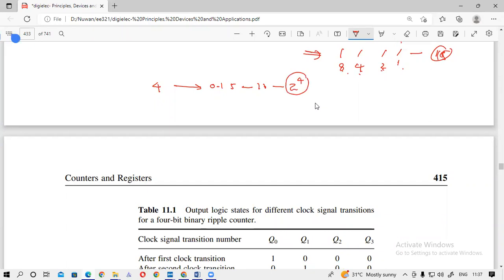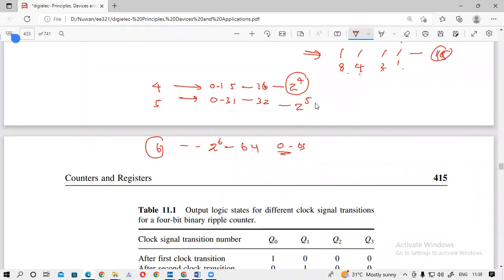So if you have 5 flip-flops, you can count from 0 to 31. That means 32 combinations, so that will be 2 to the power 5. If you have 6 flip-flops, you can have 2 to the power 6 values, 64 values, that means 0 to 63. With 7 flip-flops, you can have 2 to the power 7 values.